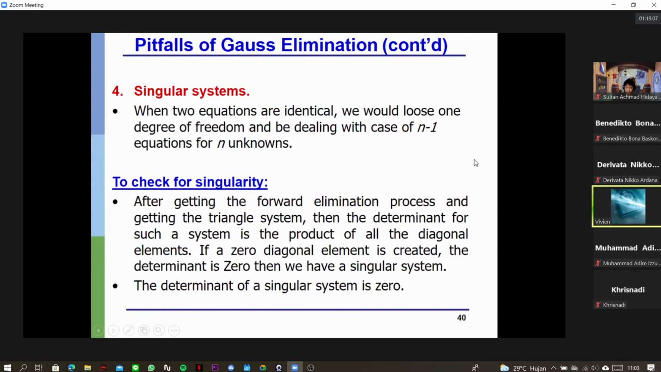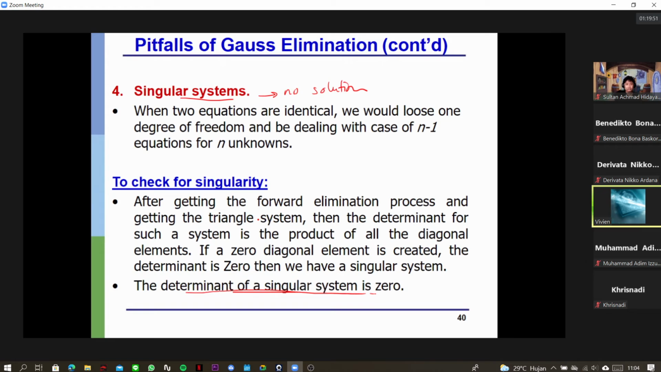And the last one is about singular systems. If we have two equations that are identical, there will be no solution. And I think this is general for any method: if we have a singular system, there will be no solution. So how do we check for singularity? How do we make sure the system has a solution? We can find the determinant.